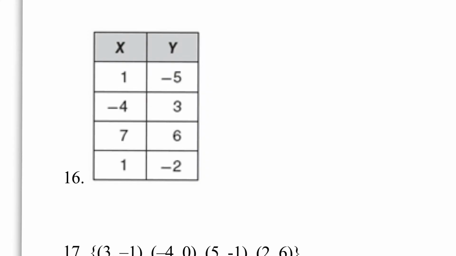Number 16, another table. So I have to look at the x values, and I notice that in the x values, the value of 1 is repeating 2 times. You cannot have x values repeating. So this one is not a function. No, it's not a function. It's a relation, but it's not a function because the x values are repeating. The y values don't matter. It's all about the x values.